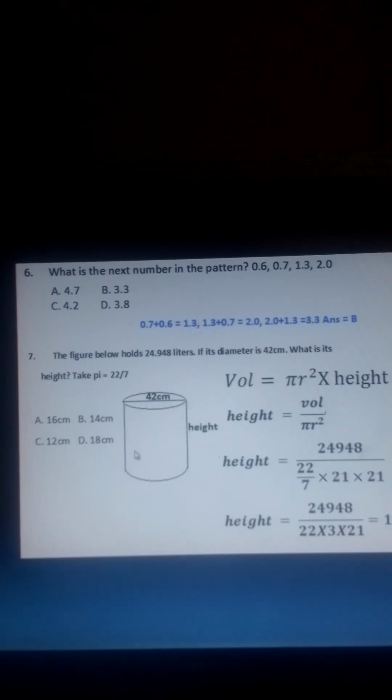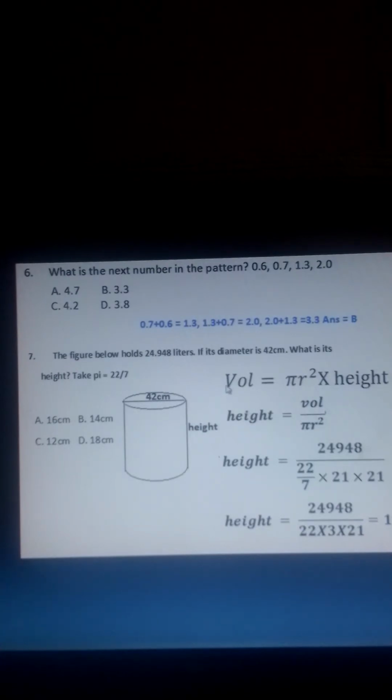To find the volume of a cylinder, you multiply the area of the base, the base is circular, the area of the base given by pi r squared, then times the height. You can get the volume of that cylinder. So from this formula, we can get the height. So we make the height to be the subject of the formula of the equation. So you divide both sides by pi r squared. So this term divided by pi r squared, you get the height.